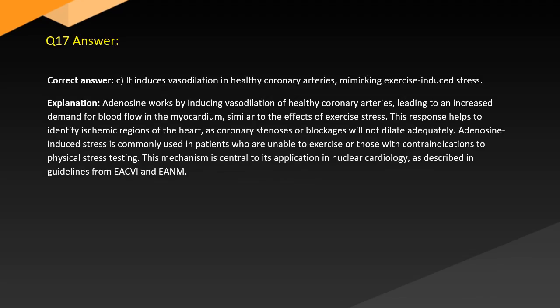Answer. Correct answer: C. It induces vasodilation in healthy coronary arteries, mimicking exercise-induced stress. Explanation. Adenosine works by inducing vasodilation of healthy coronary arteries, leading to an increased demand for blood flow in the myocardium, similar to the effects of exercise stress. This response helps to identify ischemic regions of the heart, as coronary stenosis or blockages will not dilate adequately. Adenosine-induced stress is commonly used in patients who are unable to exercise or those with contraindications to physical stress testing. This mechanism is central to its application in nuclear cardiology, as described in guidelines from EACVI and EANM.